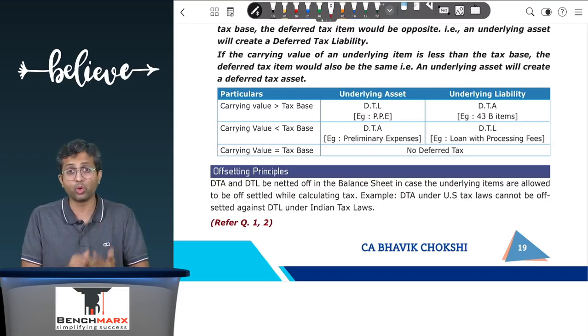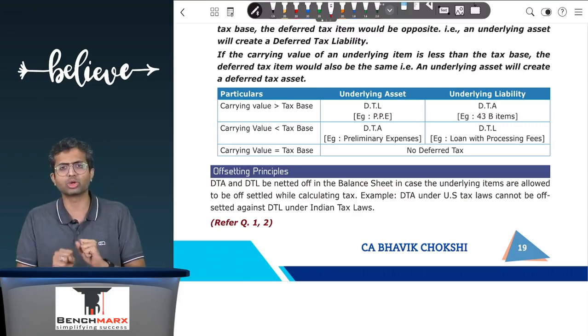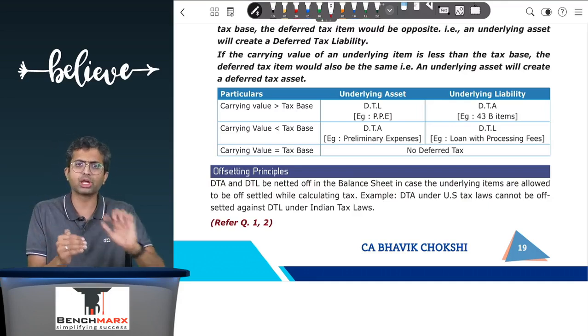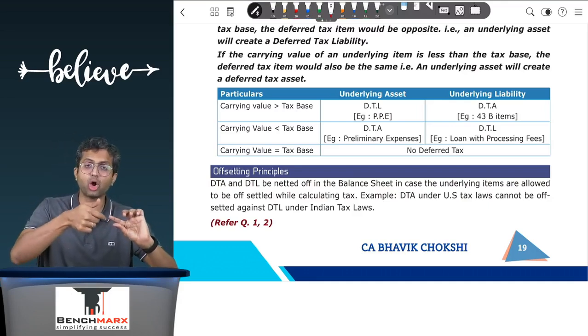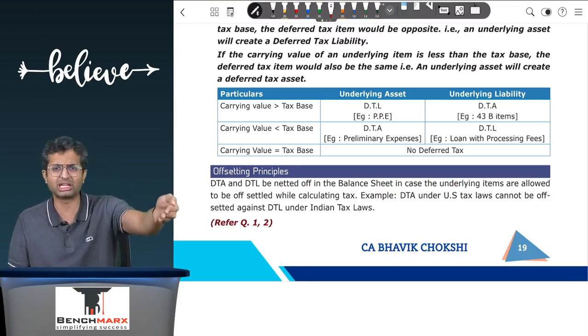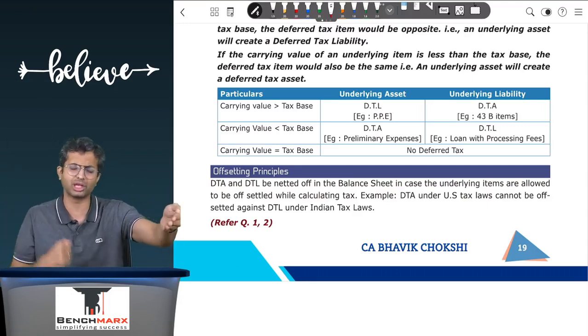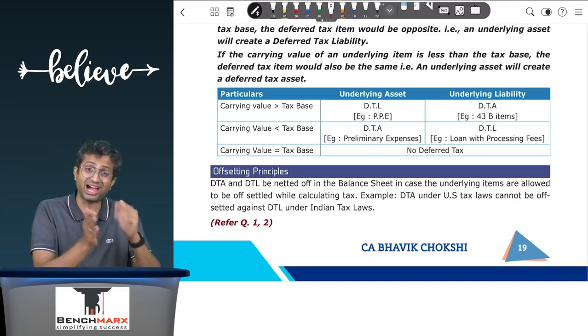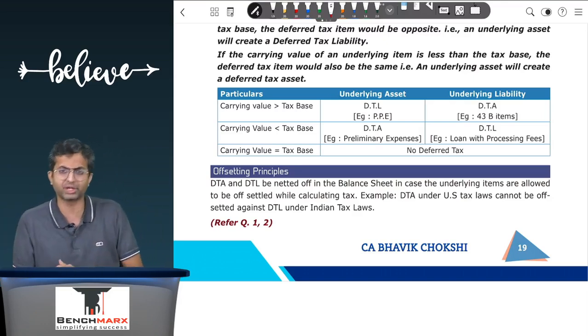And step number 4, you try to calculate the deferred tax. The difference into the tax rate will be the deferred tax, and deferred tax, whether it is an asset or a liability, you see whether it is an underlying asset like a PPE, and then you figure out whether the carrying value is greater or lower than the tax base. If carrying value is greater, the answer is opposite, so an asset will create a liability. If the carrying value is lower, then the answer is in the same direction, so an underlying asset like PPE will also create a deferred tax asset.